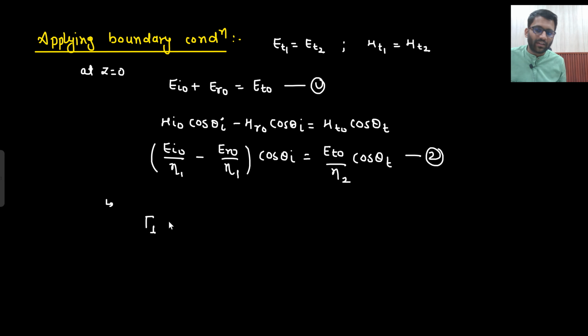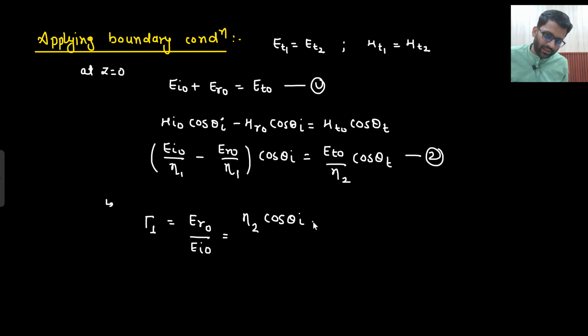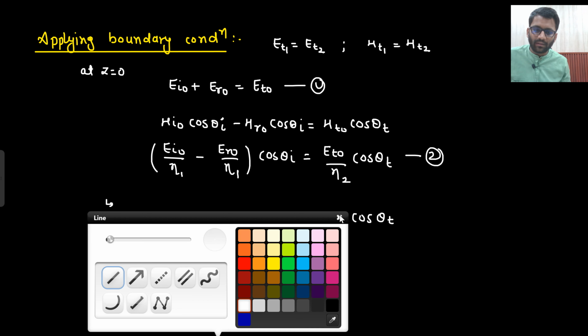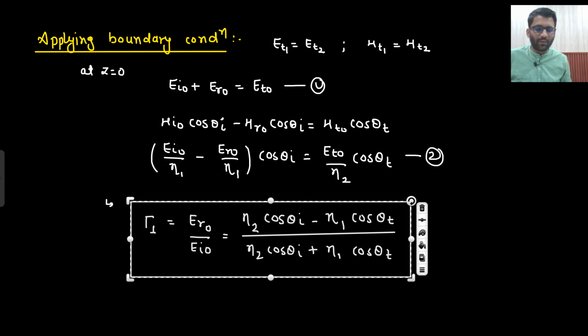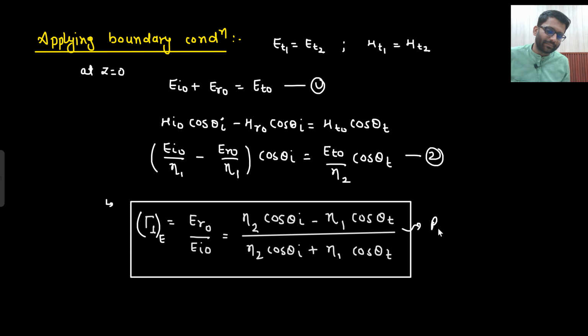What is the reflection coefficient? Reflection coefficient is ERO divided by EIO. What formula will you get? You will get this formula: eta 2 cos theta I minus eta 1 cos theta T divided by eta 2 cos theta I plus eta 1 cos theta T. This is the reflection coefficient, but we have found it for the electric field only. So this you have to remember.